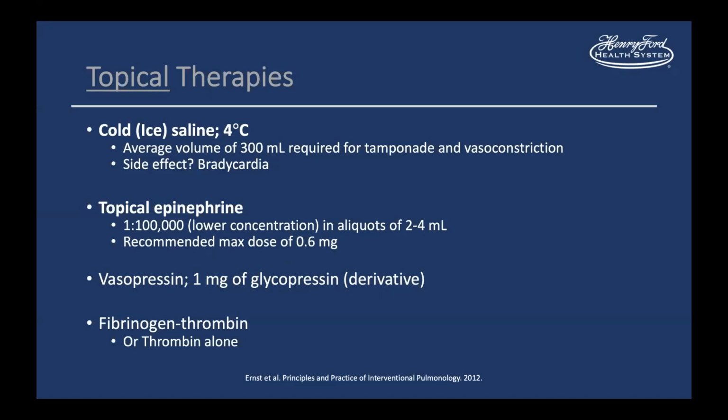With topical epinephrine, it's a diluted formulation. 1 to 100,000 is a lower concentration, whereas 1 to 10,000 is considered the higher concentration. These are used in aliquots of 2 to 4 mLs at a time. Usually, 9 out of 10 times with topical epinephrine, you can get control of a bleed, usually from an endobronchial source, assuming that you're not continuing to biopsy it. Other things that have been described include vasopressin, fibrinogen, and thrombin or thrombin alone, but these are not nearly as commonly used.